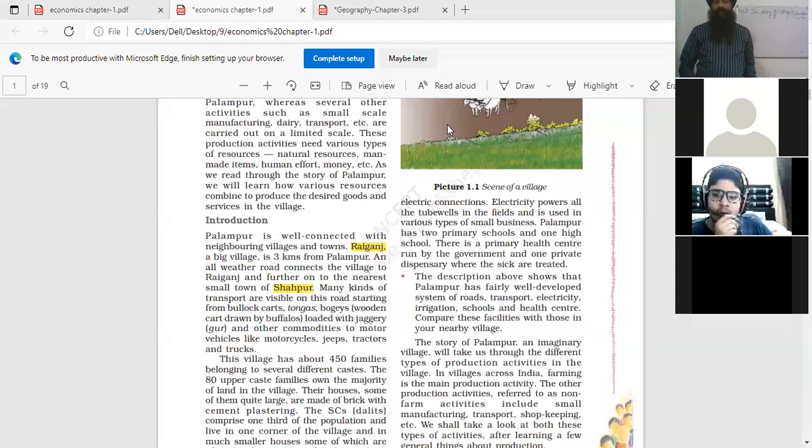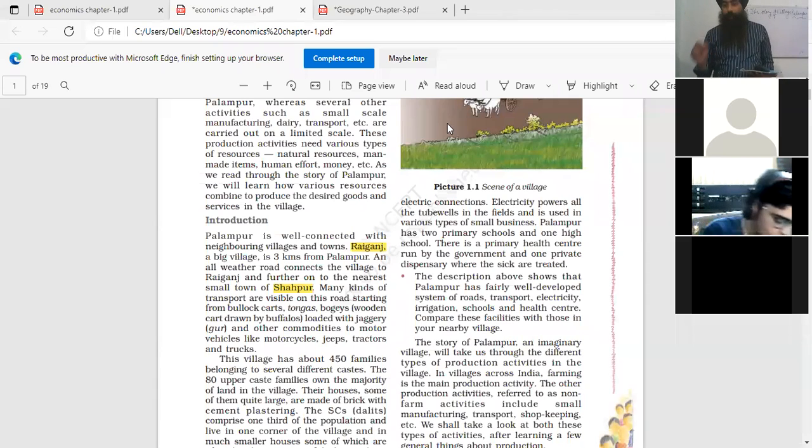Another example: Delhi is the capital city of our country. Under the influence of Delhi, settlements like Noida and Gurgaon developed. IT-based industries were located in parts of Noida and Gurgaon, so they developed under the influence of Delhi. Clear? Raiganj and Shahpur are the larger settlements, and under their influence Palampur improved its condition.